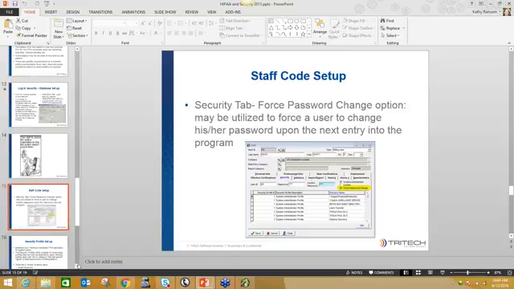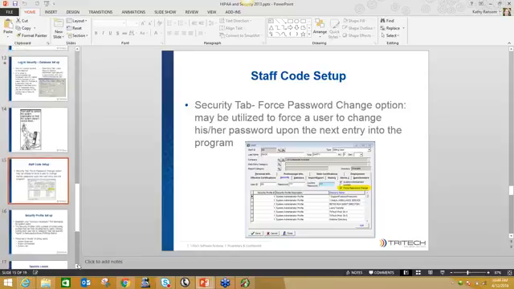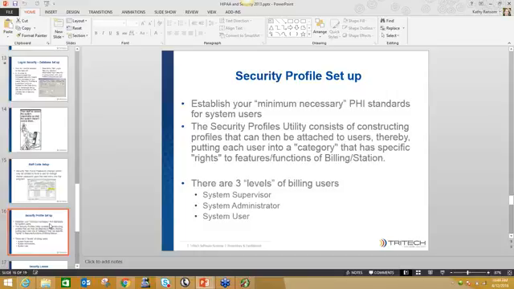You should be setting up a security profile so everyone has their own login to the billing program and that they are responsible for their own password. We talked about the security profile setup. Again, you're establishing the minimum necessary standards for your system users. There are 3 levels of billing users. There's the system supervisor, that's the SUPR login. There's the system administrator, who can set up other billers. And then there's the system user.